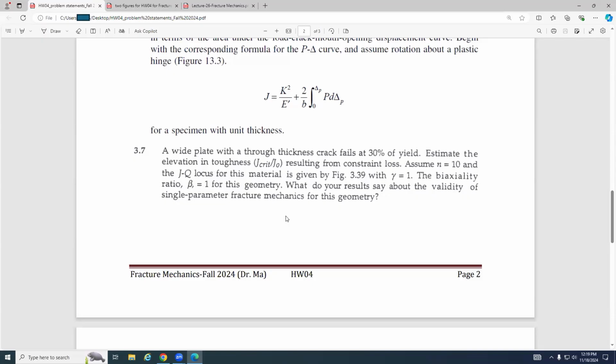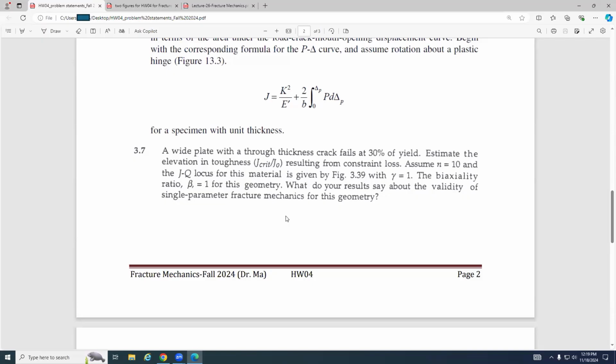These are two-parameter models. The first one is K and T: we still have the stress intensity, and then we also have the T stress. The second one is J and Q, the JQ model. So this is a two-parameter model.